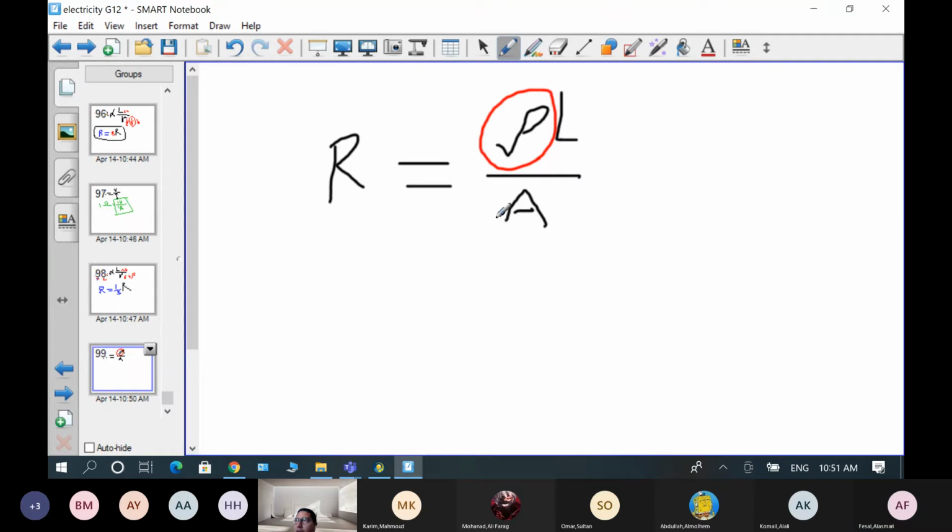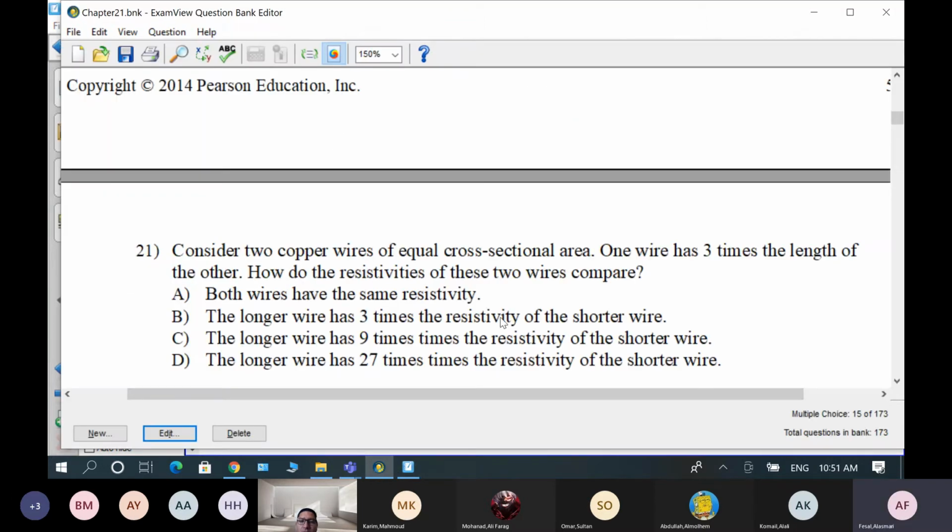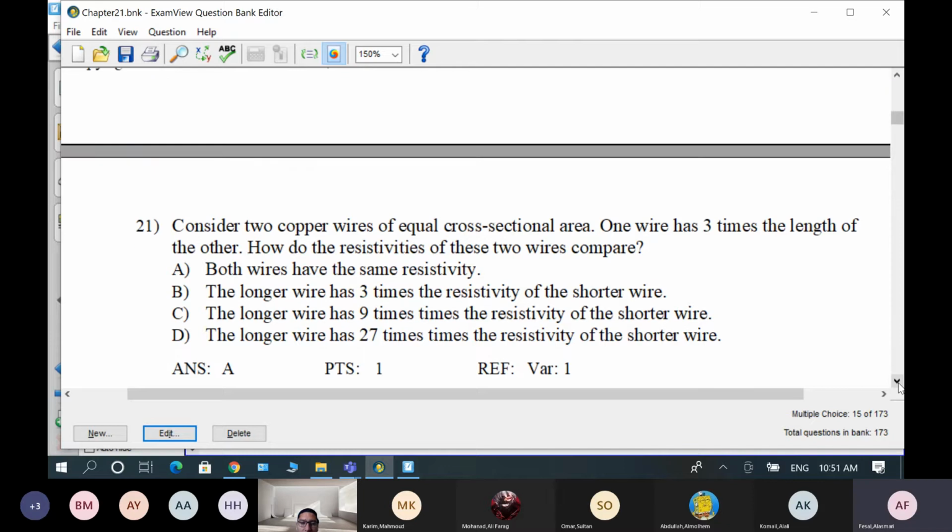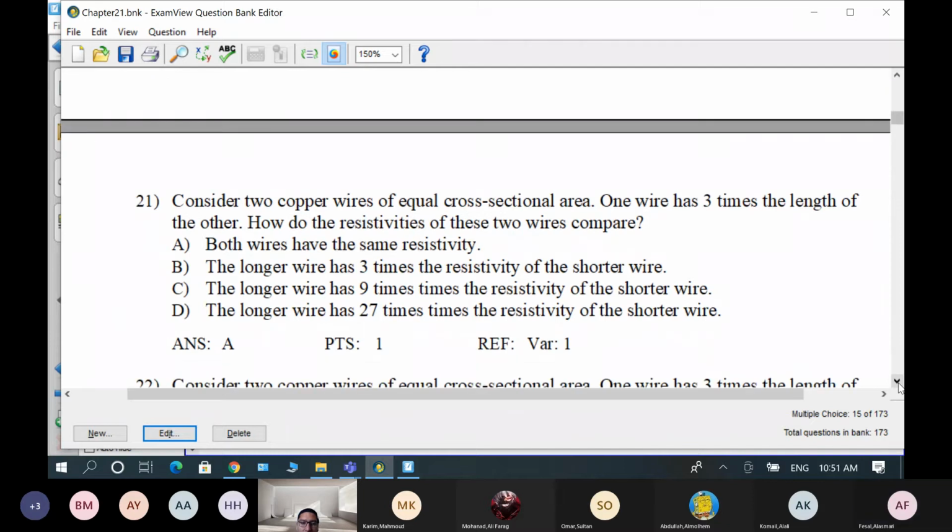It depends on the type only. So what I mean is that for each material, for each matter, you have a resistivity. For copper, you have a resistivity. For aluminum, for air, for any material, you have its own resistivity. So if it's the same material, they are both from copper, so both wires have the same what? The same resistance. So the answer is A.